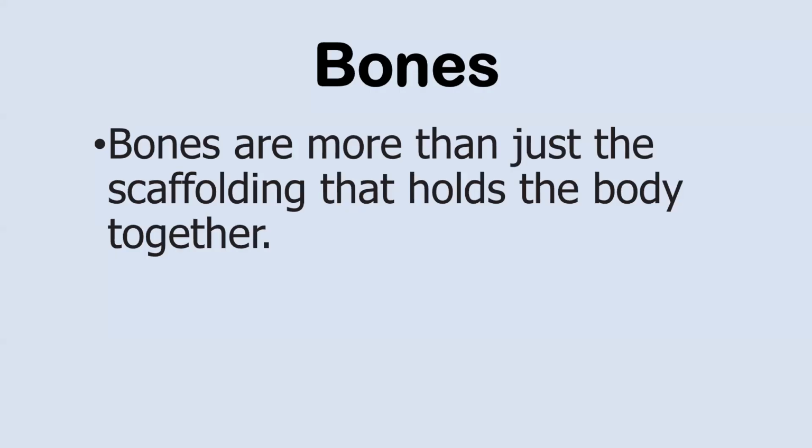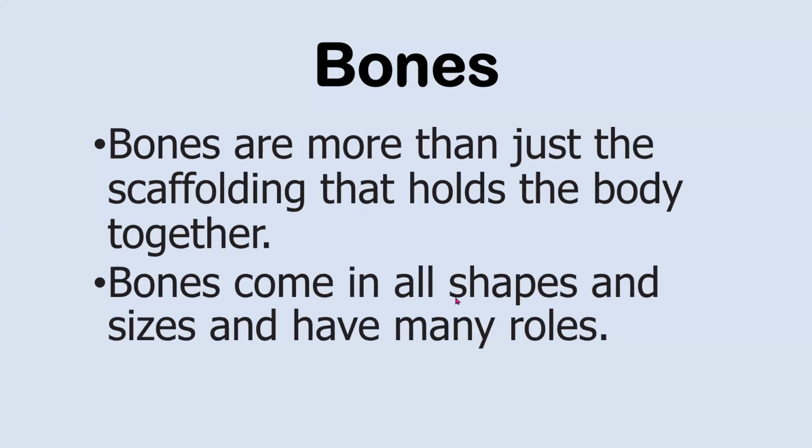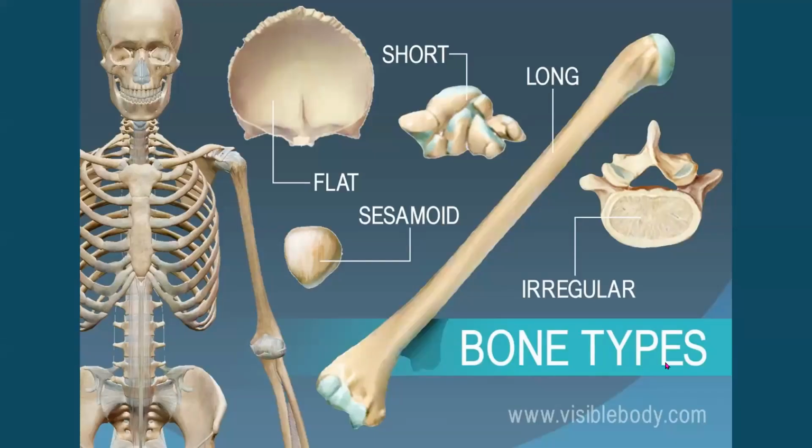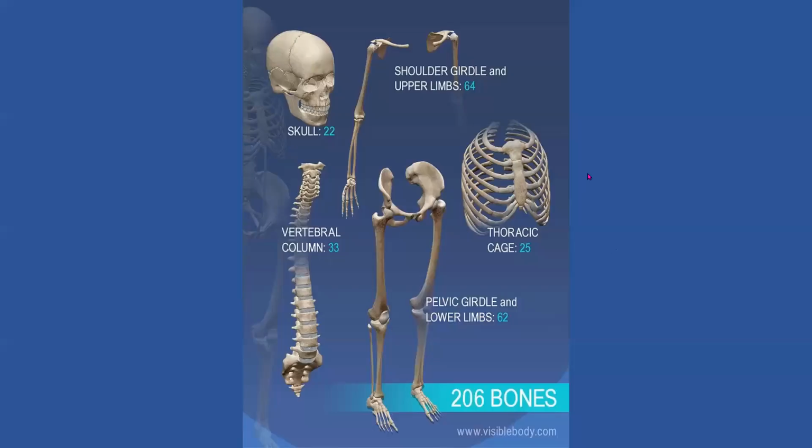Let's look at bones. They actually hold the body together, and the bones come in all sorts of shapes and sizes. So we have flat bone, like in the head. We have sesamoid bones, little ones, like the kneecap. We have little short bones in the hand, feet, long bones, irregular bones in the spine. And we have 206 bones in our bodies.